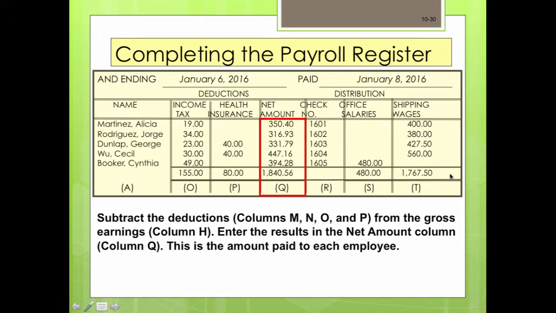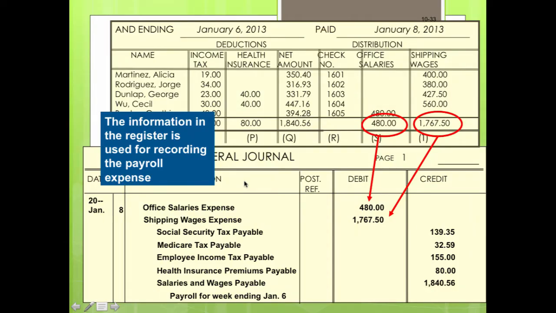These are very important for us because this is how we're going to be journalizing how much we should be having in each of these accounts. Okay, so let's go for this. The information in the payroll register is used to create the journal entry to record the payroll. So let's take a moment to review where the debits to the various salaries and wages expenses come from.